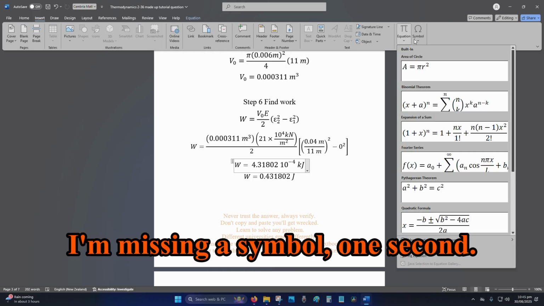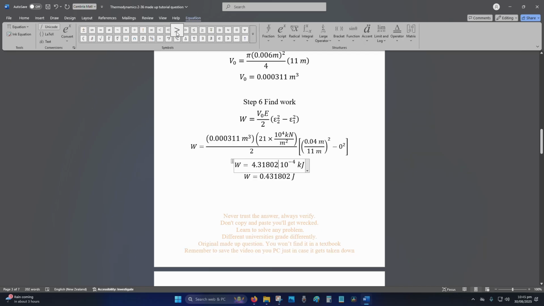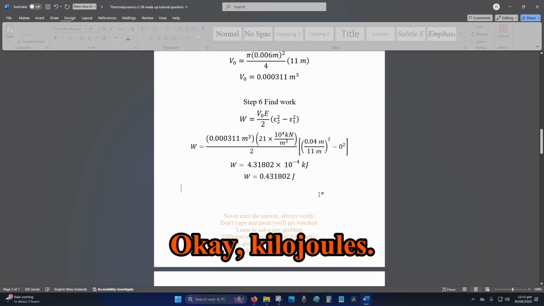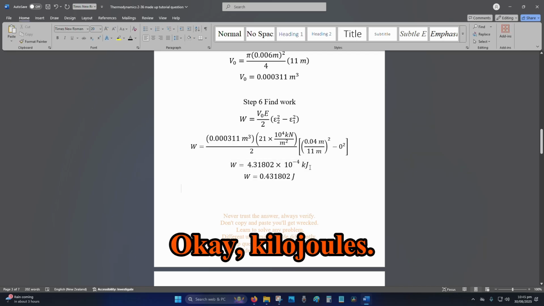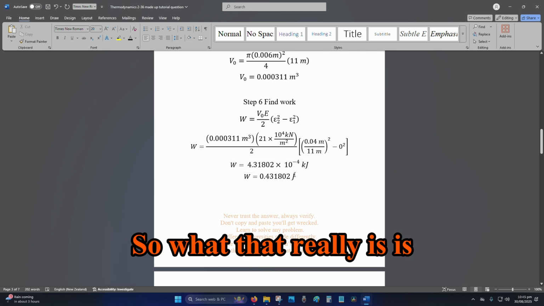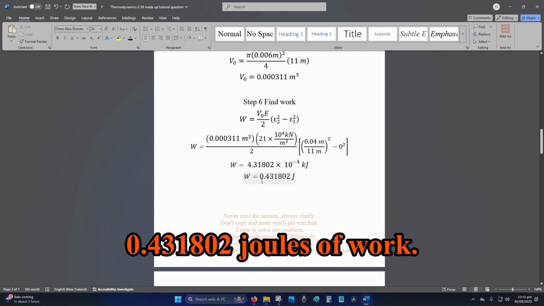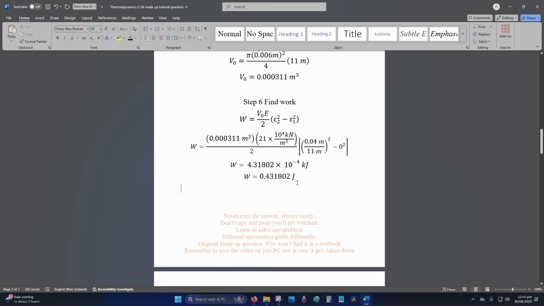I'm missing a symbol. One second. Okay. Kilojoules. So what that really is, 0.431802 joules of work.